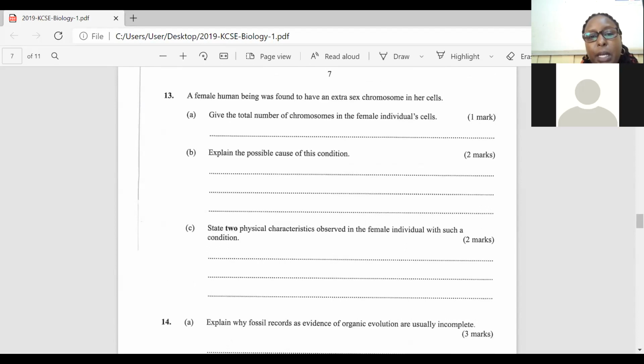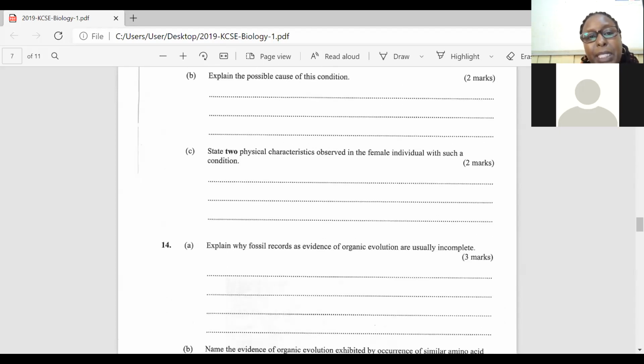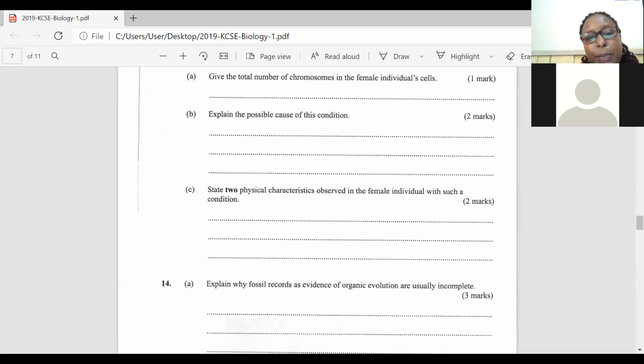If the student was quite clever on that, they would have known what we are talking about here. We are in mutation. We are talking about non-disjunction, where we have the extra chromosomes. So part B expected the student to explain the cause of that condition. The condition that is the Klinefelter's condition, which we have in the females, in such a case having the extra sex chromosome and ending up having XXX. So that would explain that.